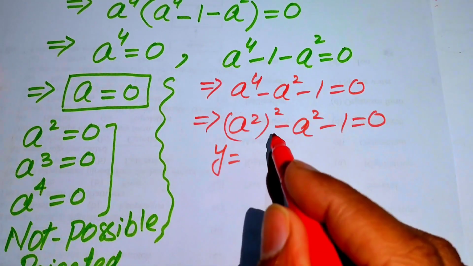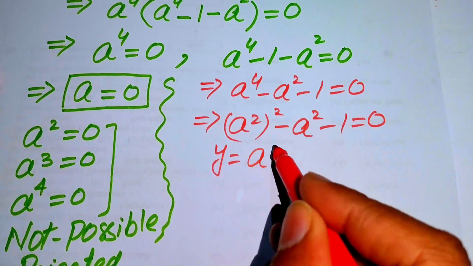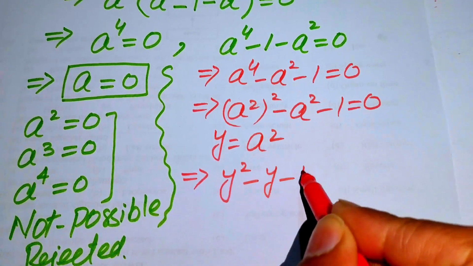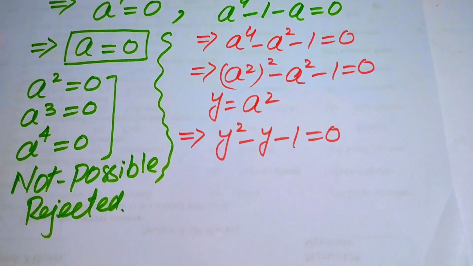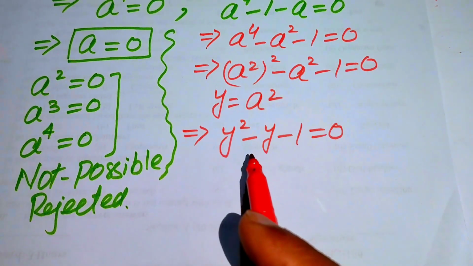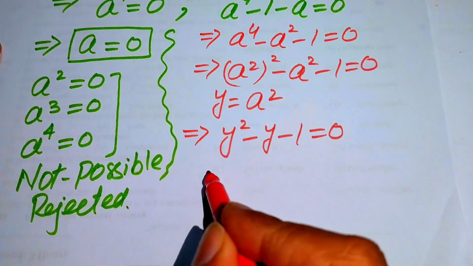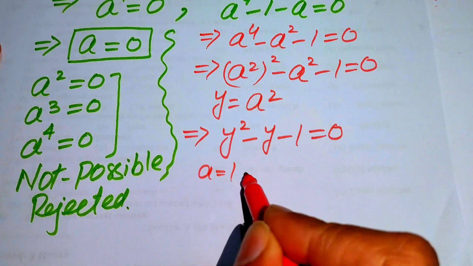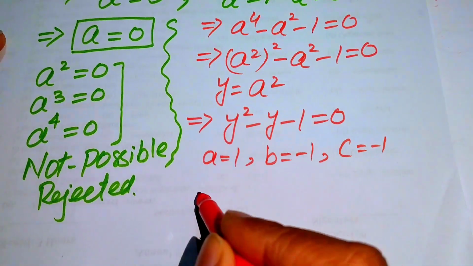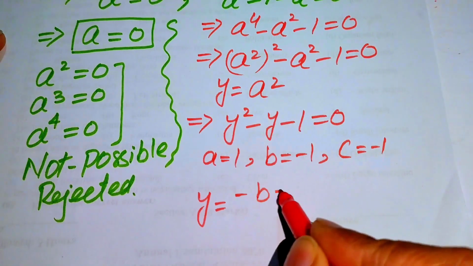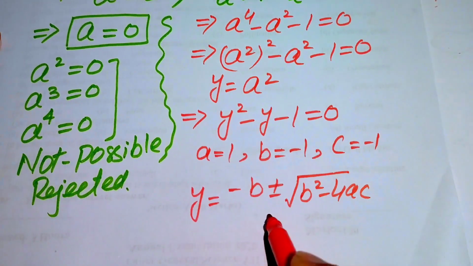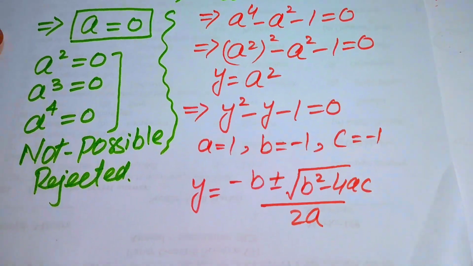Here we convert it into the standard form and we put y equals a square. So the above equation will be written as y square minus y minus 1 equals 0. So here we use the quadratic formula in order to solve this quadratic equation. First we write the coefficients of this equation: a equals 1, b equals minus 1, and c equals minus 1, and our quadratic formula is minus b plus minus square root of b square minus 4ac, divided by 2a.